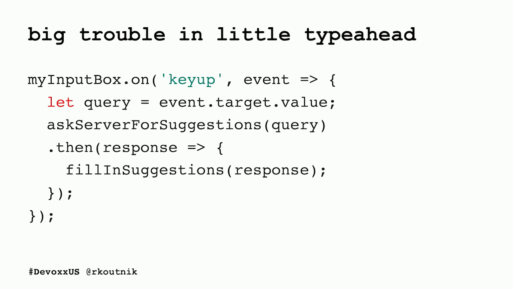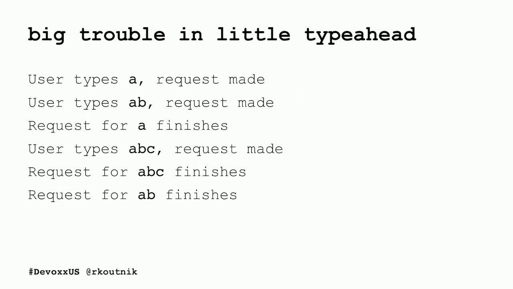So this is a naive implementation. All right, listen for the key-up event. Whenever that happens, grab the value of the text box, send that off to the server, and when the server comes back with a result, put the suggestions on the page. Now, since we're running on our corporate network that has 400 gajillion megabits per second, or however that works, we're never going to encounter latency or trouble or anything like that. So all of this is probably going to happen in order. And then we release it to production, and this happens.